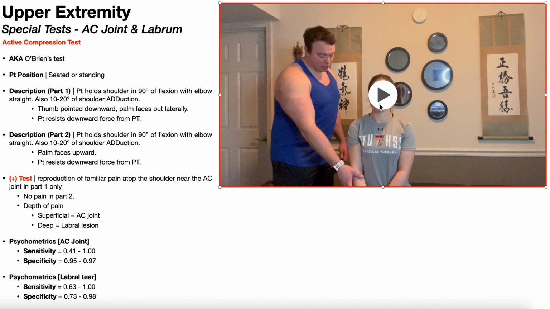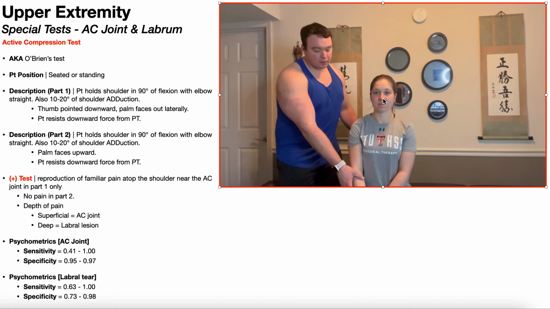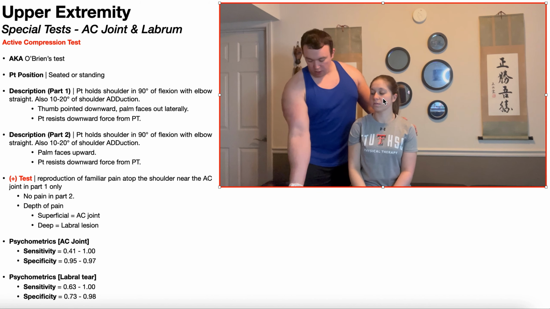Let's take one more look at this special test. So for part one, you're going to position the patient's shoulder in 90 degrees of flexion with the elbow straight, thumb facing down, palm facing out, and 10 to 20 degrees of horizontal adduction. Apply a downward force and the patient resists. For a positive test, only this position would provoke that pain atop the AC joint.